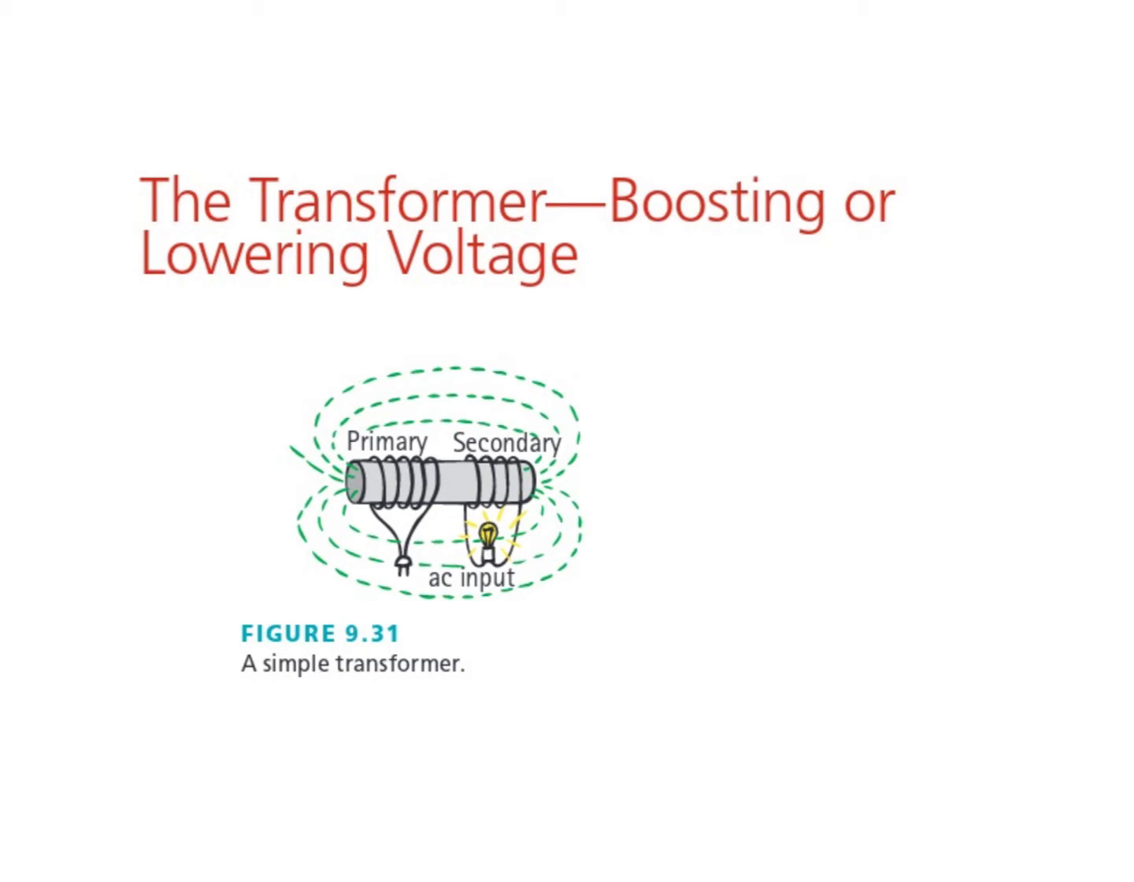Now, here's the cool thing. By changing the number of loops of one coil to the next coil, you can vary the voltage in the current. You can make the voltage go way up, or you can make the current go up. But whatever happens to one, the other will get the opposite.